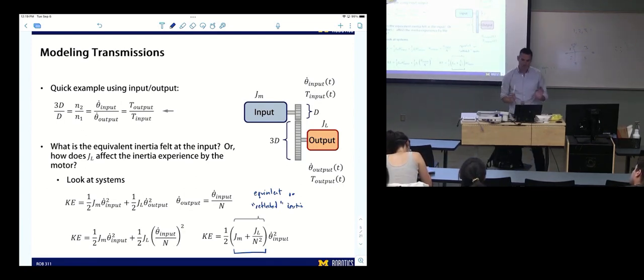So this is something to put on your radar, something to know for actuation in robotics, but not something that's going to come into play a ton in this project. That's something I wanted to make sure you guys had seen.